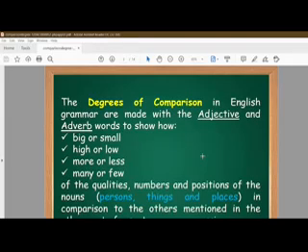Now, these are the very qualities mentioned here: big or small, high or low, more or less, many or few, whatever it is. These qualities, numbers, and positions of the nouns are taken into consideration while you are making the comparison with the others mentioned in the other part of the sentence or expression. Suppose I am telling you that A is taller than B. The first part is A, the next part is B, and this noun A is compared with B with respect to their heights. That's how we make all these comparisons.